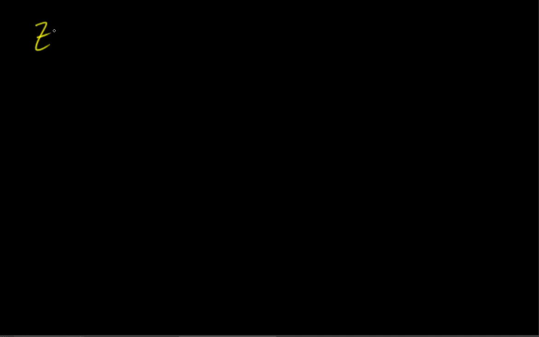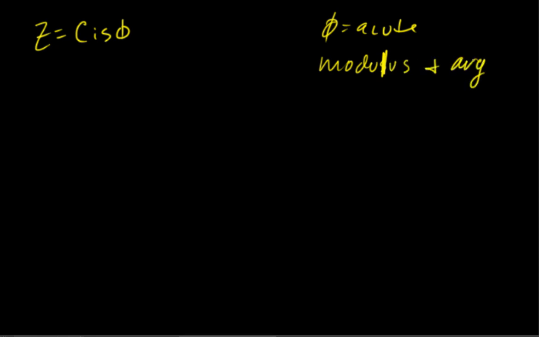Okay, this time we're given a complex number that looks like this. We know that this is acute. We need to find the modulus and argument of z plus 1.